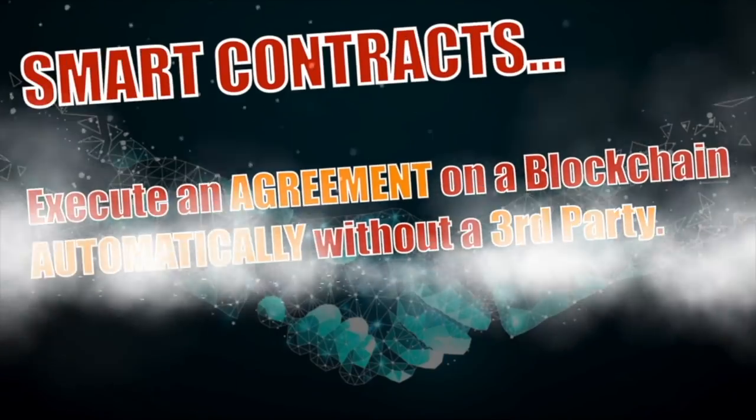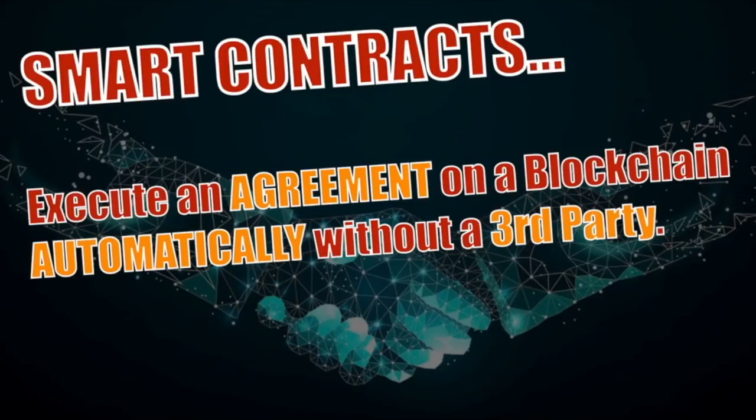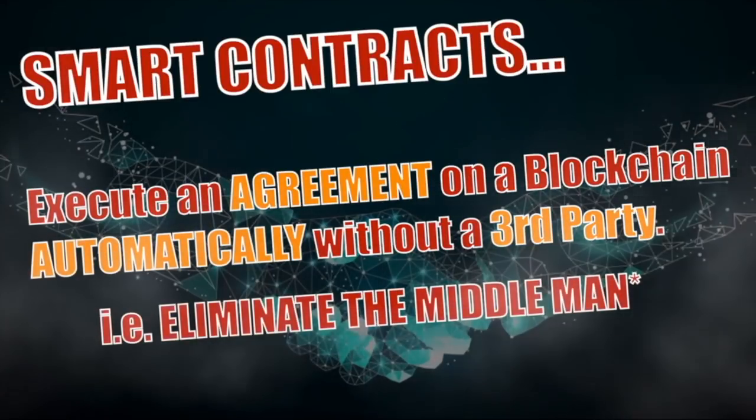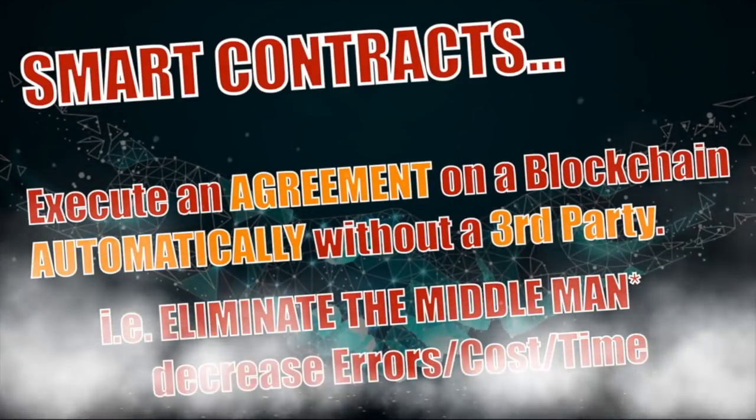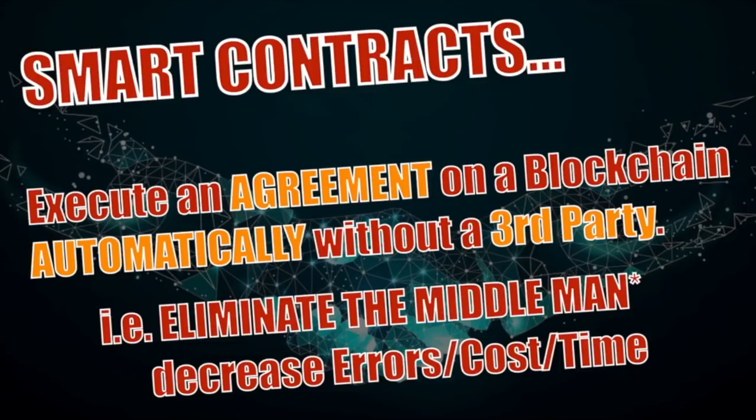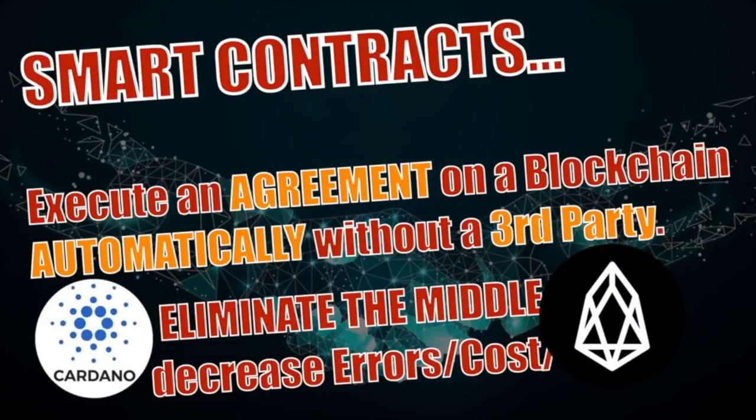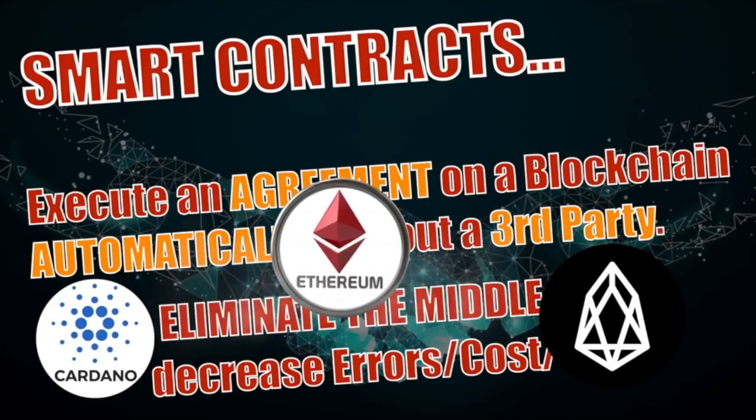Now, smart contracts are a little bit different. You can execute an agreement on a blockchain automatically without a third party. So essentially you're eliminating the middleman and you can decrease errors, cost, and time. And usually when we think about smart contracts, we think Cardano, EOS, but basically it's mostly with Ethereum right now. Ethereum is the main player in this space.